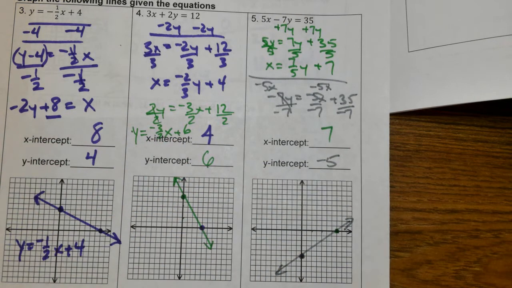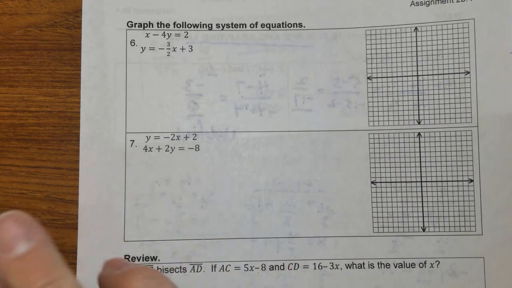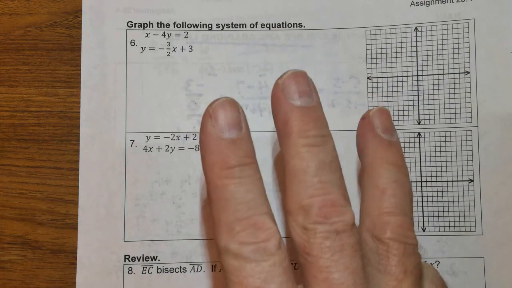That's the front page on the homework. We're 9 minutes into this. Let's go to the back. We've got a system of equations. Remember in class I told you there's 3 outcomes for a system of equations.